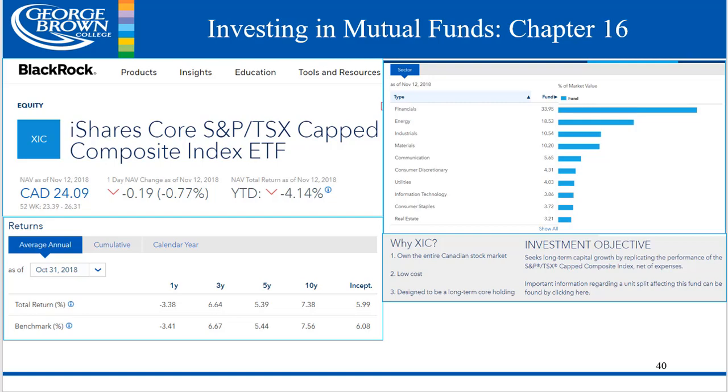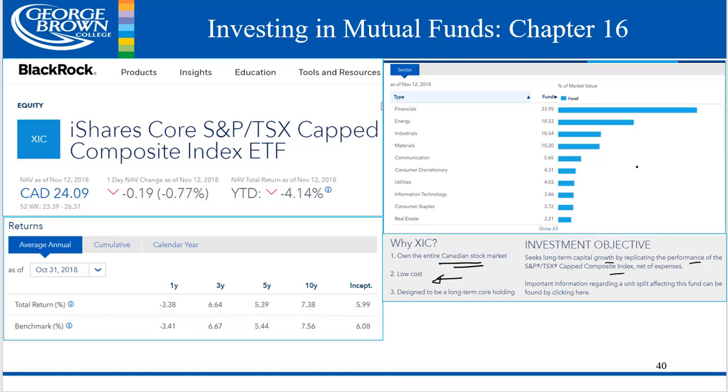And you can see why XIC here in the bottom right hand corner. We can see that with XIC you can own the entire Canadian stock market, and it's low cost because it's replicating, it's not being actively managed. And what is the objective? Well, we know why we invest in stocks. We're seeking long-term capital growth by replicating the performance of the index, okay?